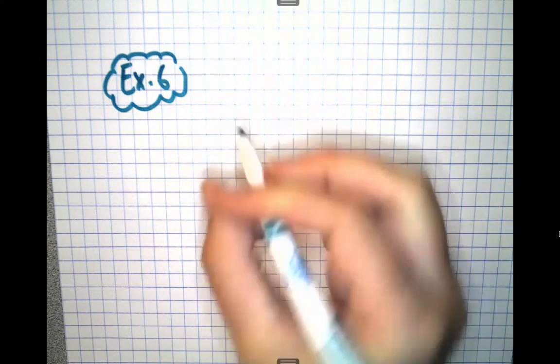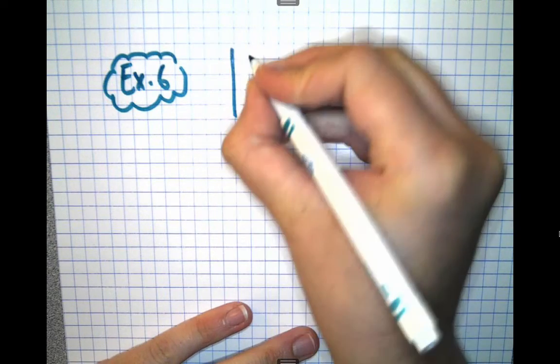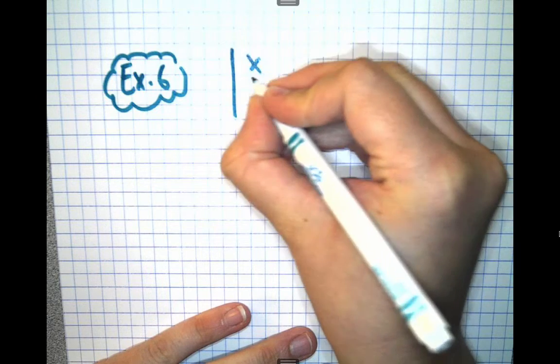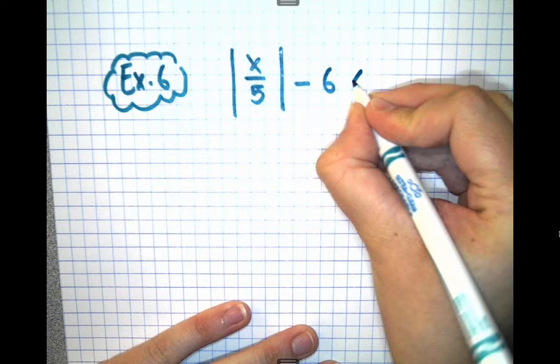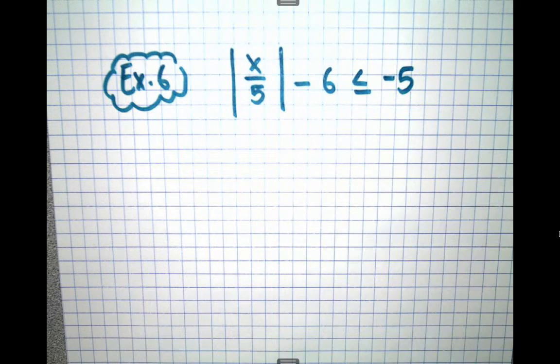Again, I would recommend pausing the video and doing this one all by yourself first. It is the absolute value of x over 5 minus 6 is less than or equal to negative 5. Right now, pause your device, try this on your own, see if you got the hang of this.